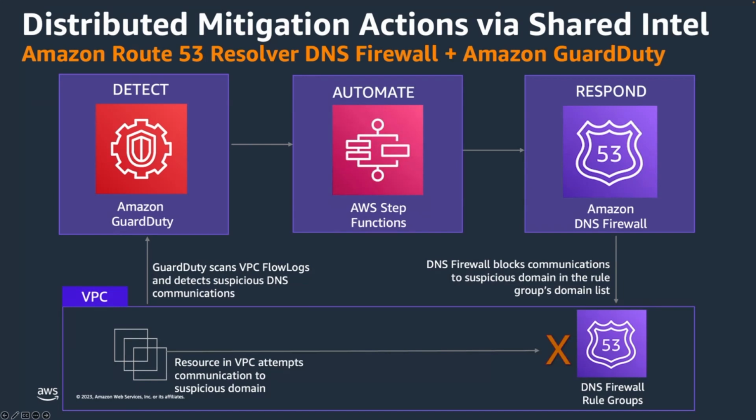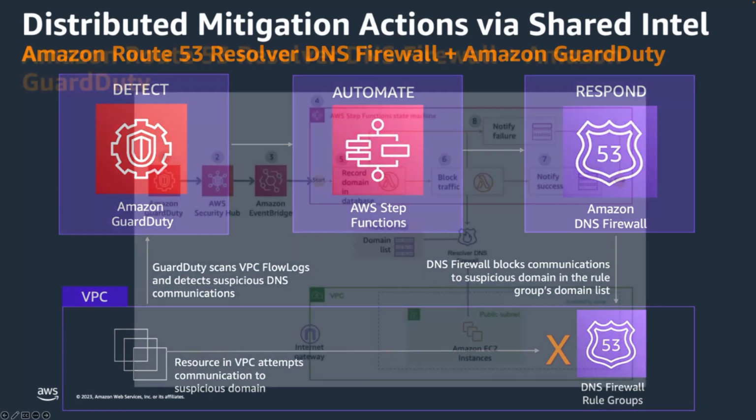And in this use case, when GuardDuty detects communication with the malicious domain, it initiates a series of steps to orchestrate the remediation response through a defined workflow. Then DNS Firewall adds the suspicious domain to the deny list or alert list. And finally, GuardDuty notifies the security operators of the attempted communication. So Michael will now step us through the details of this automation.